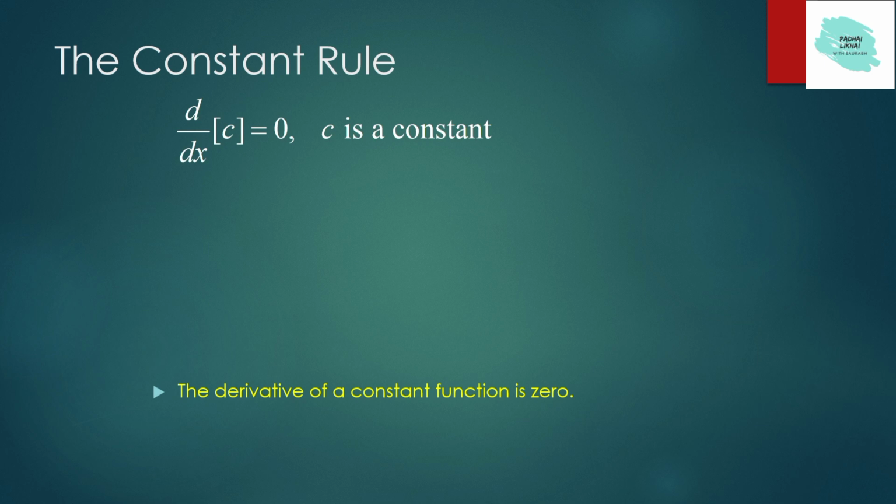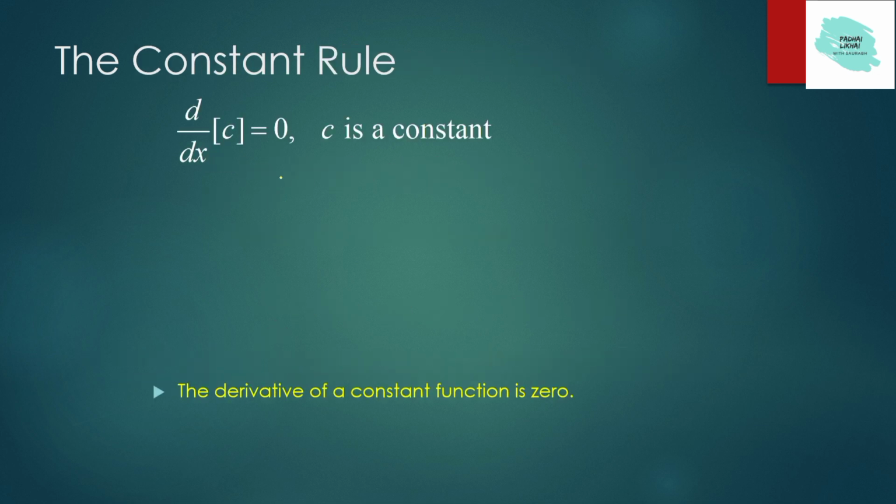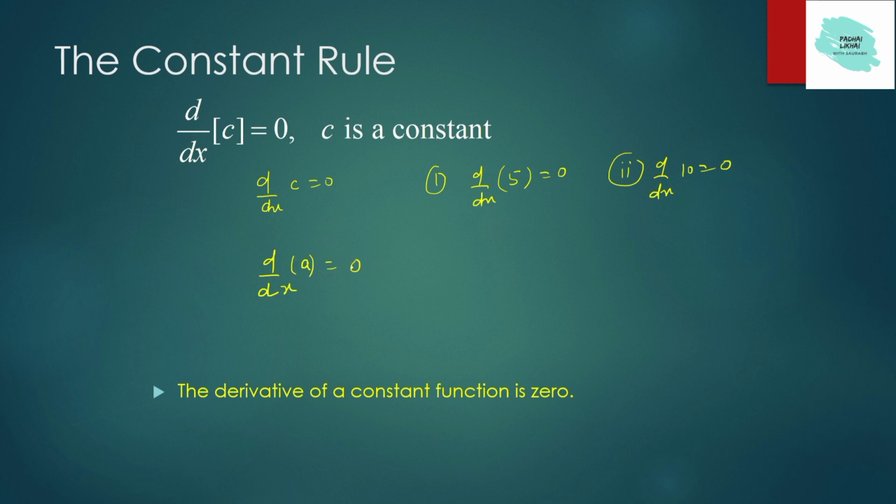Further, this is a constant function. For a constant function the derivative is 0. Like derivative of 5 is 0, derivative of 10 is 0, derivative of some a where a is a constant is 0. So the derivative of all constant numbers is 0. You should remember that the derivative of a constant term is always 0.